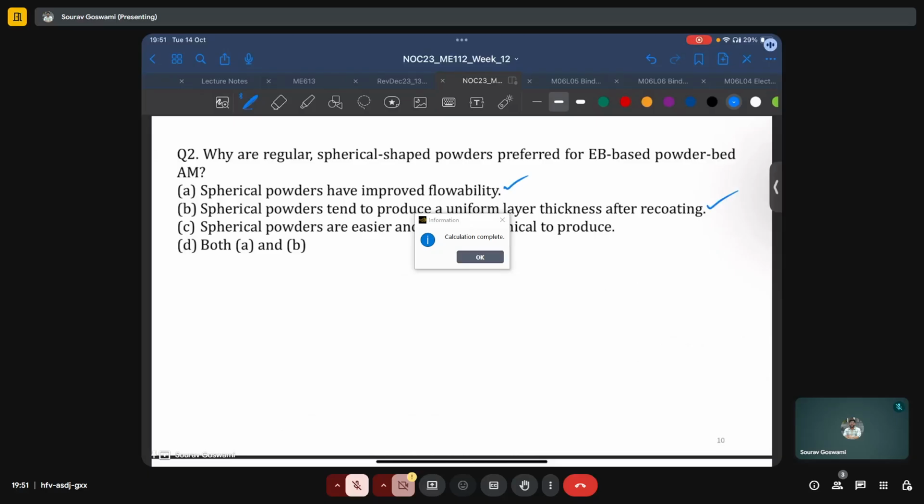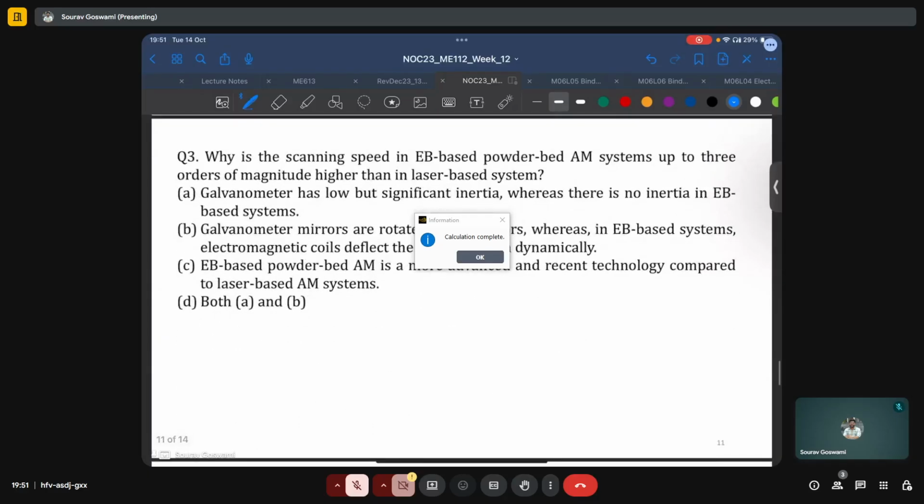However, to ensure the good sphericity requires more, say, cost input and higher or more sophisticated processes. Therefore, neither are they easier nor are they more economical to produce, and hence both options A and B are correct, while option C is wrong.